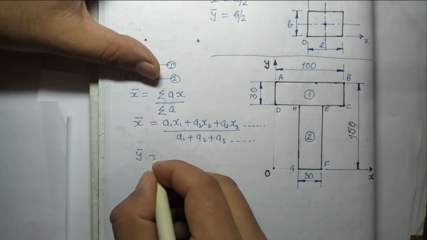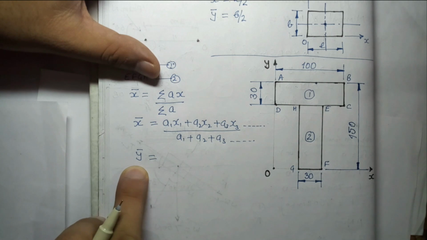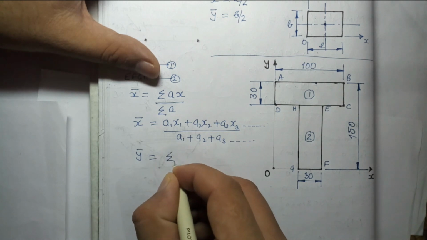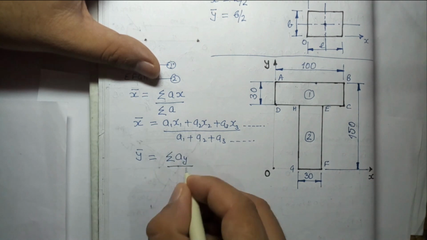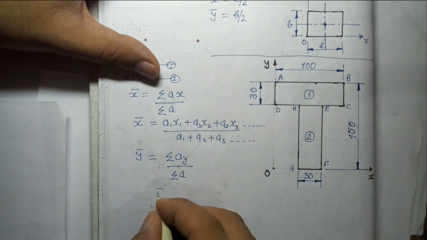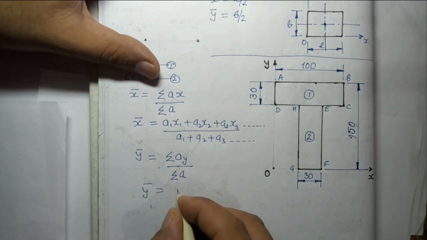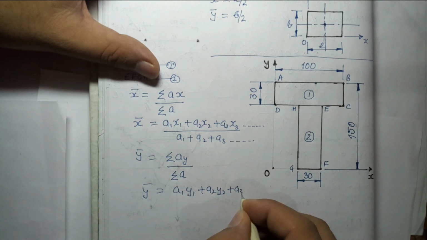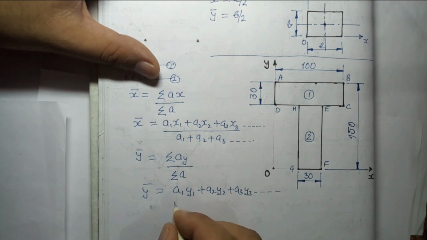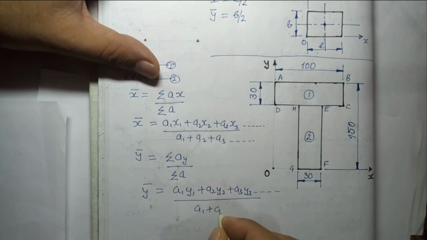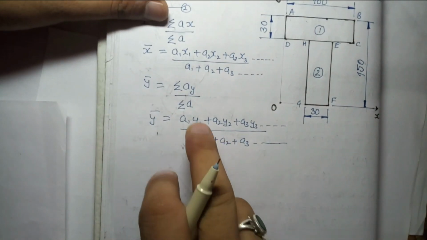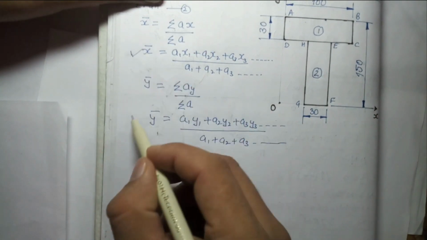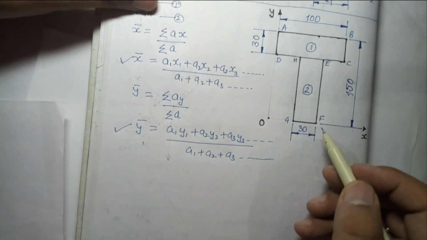Similarly, y bar, the position of the centroid in the direction of y from the x-axis, will be, in the same format, the summation of a y divided by the summation of a. That means y bar is equal to a1 y1 plus a2 y2 plus a3 y3 and so on, as per the number of areas, divided by a1 plus a2 plus a3, as per the number of areas. Now, to apply these values of x bar and y bar, first of all we have an easy method.